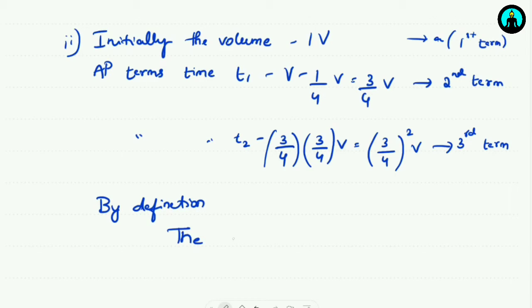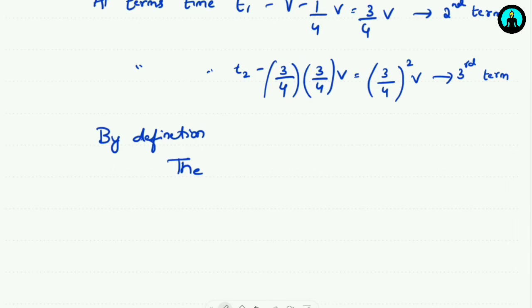According to the definition of AP, that is arithmetic progression, to get the succeeding term from the present term, some common difference D should be added to that term, or to get the preceding term, you need to subtract the common difference.